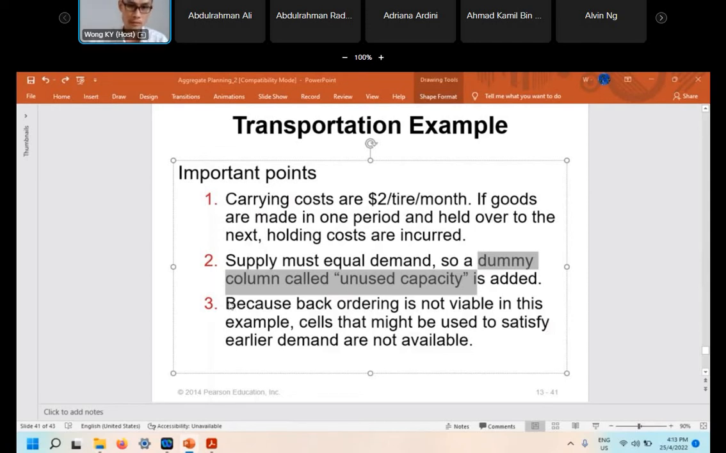Third point, it says that back ordering is not viable. It's not allowed because the question did not mention anything on back ordering. So there is no back ordering involved in this question. Back ordering is not viable, it's not allowed.